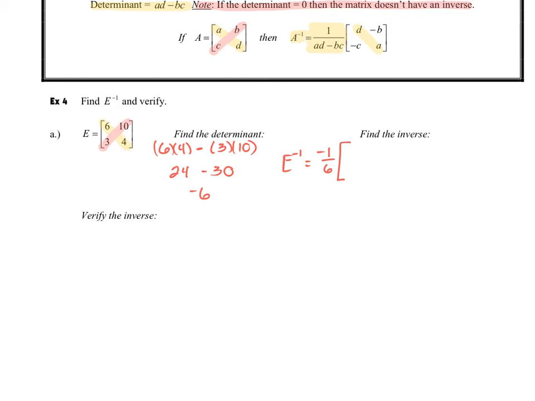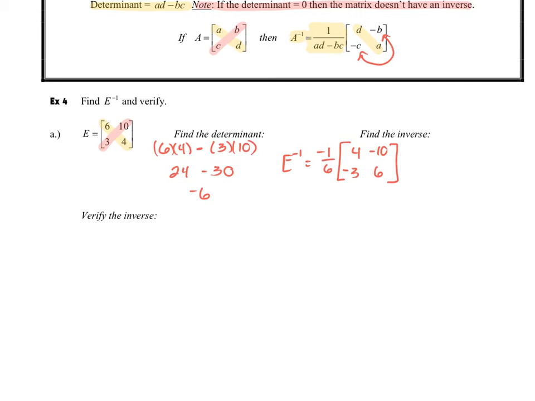Okay, so those are going to flip-flop. And then what I'm also going to notice is that the C and the B change signs. So we have to make sure to write the modified matrix and not the original matrix. So my modified matrix of my matrix E, I need to reverse the A and the D, so that's going to be a 4 and a 6. And then I need to change the signs of B and C, so a negative 3 and a negative 10.